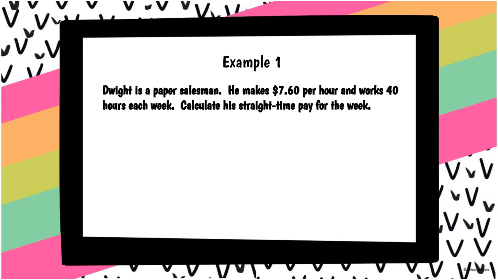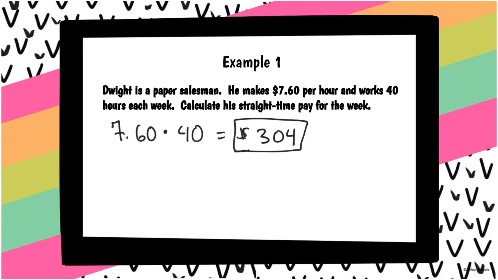For our first example, Dwight is a paper salesman. He makes $7.60 per hour and he works 40 hours each week. We want to calculate his straight time pay for the week. So remember, your straight time pay is just how much you make per how many hours you work. So what we're going to do is just take $7.60 times 40 hours, which gives us $304. So Dwight makes $304 per week.